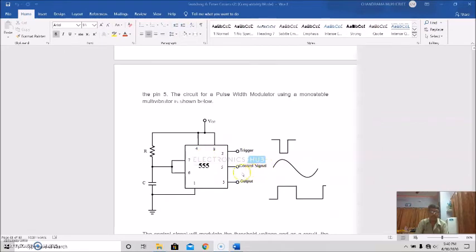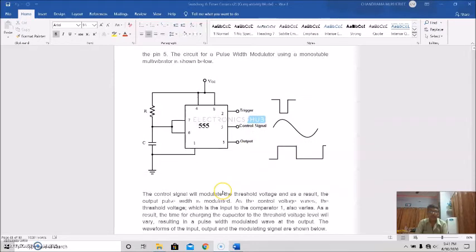Okay, this is the control signal applied at pin 5. This is the negative trigger pulse applied at pin 2, and this is pin 3, the output pulse. So actually the control signal will modulate the threshold voltage, and as a result the threshold voltage is applied at pin 6. And as a result the output pulse width is modulated. See, the output pulse width is modulated.